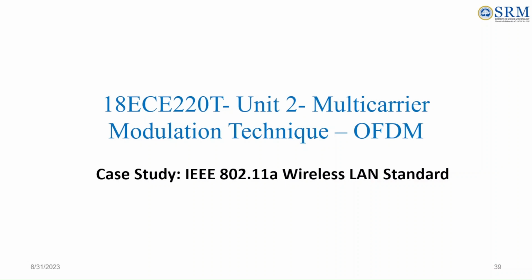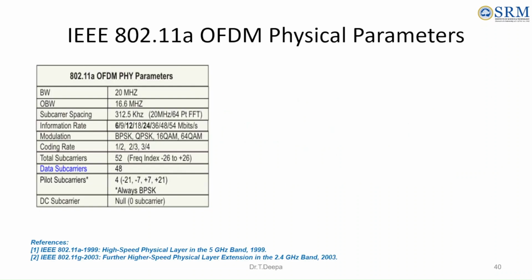Hello everyone. Let's see the case study on the IEEE 802.11a wireless local area network standard. In this video, we see the properties of the system design and discuss some of the design choices. So here the table illustrates the 802.11a OFDM system physical parameters.